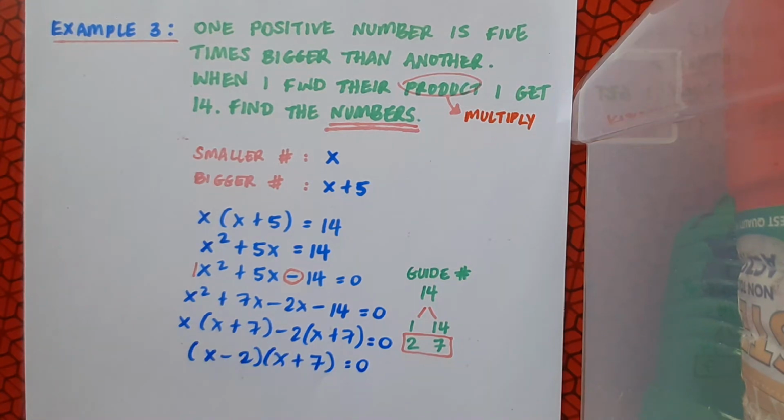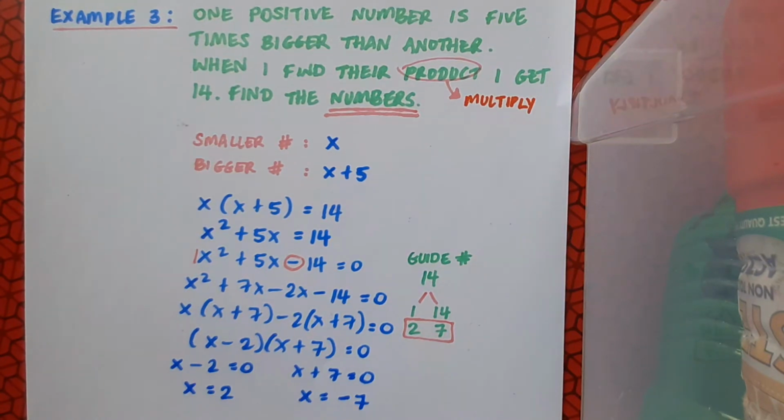So my brackets are x minus 2, x plus 7 equals 0, and then let each bracket equal to 0, and then solve for x. So I get x equals 2 and x equals minus 7. At this point, when I've solved and got my solutions for x from my quadratic, it's important that I go back and read the question.